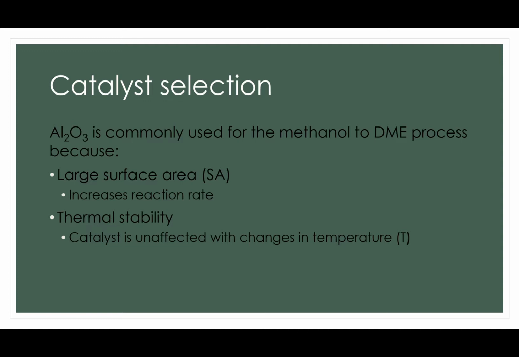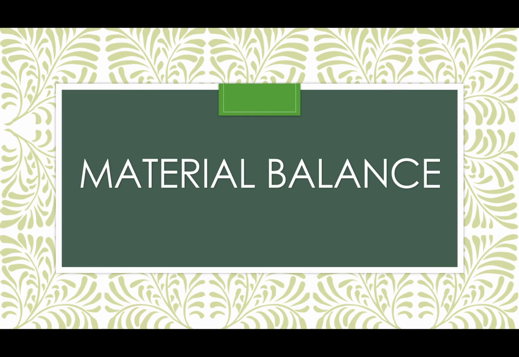Al2O3 is commonly used for the methanol to DME process. One, because it has a large surface area and it increases the reaction rate. And the thermal stability of the catalyst itself means that it will be unaffected with changes in temperature, which are always possible in a reaction like this.